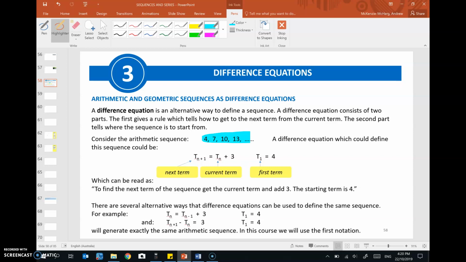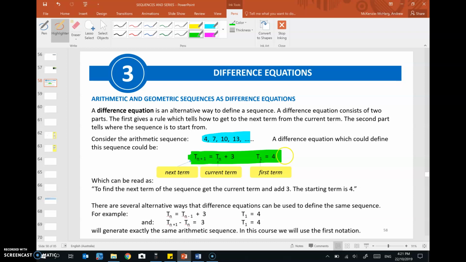What's different here is the notation. We can look down here and see some notation, and that's different to the sequence rules we were looking at before. We're going to describe these sequences using difference equations. So it's a bit like, say there was a person who could speak two languages, say English and French. Then you could convey information to them in English, but you could also convey it to them in French, and they'd understand equally as well. You need to be the same by the end of this unit. You need to be able to understand sequences via sequence rules and also via difference equations.